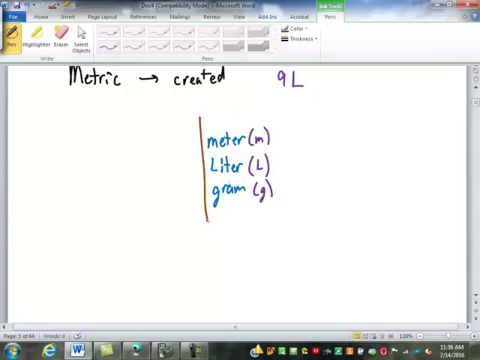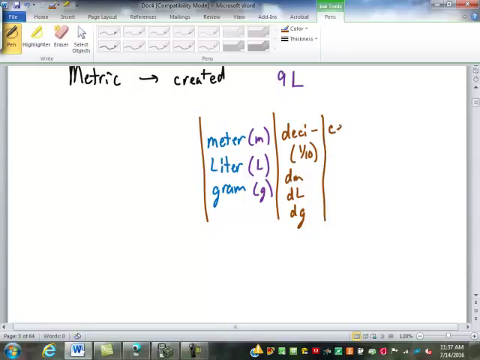If I had to measure anything significantly smaller or larger than those, there were prefixes that defined a fraction of those. Like deci meant 1/10. So a tenth of a meter is a decimeter, abbreviated dm. A tenth of a liter is a deciliter. A decigram is a tenth of a gram. Smaller yet was centi. Centi was 1/100th, abbreviated with a small c, so a centimeter was a hundredth of a meter. A centiliter was a hundredth of a liter. A centigram was a hundredth of a gram.